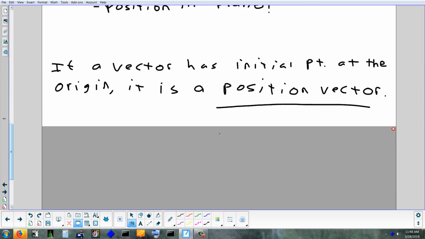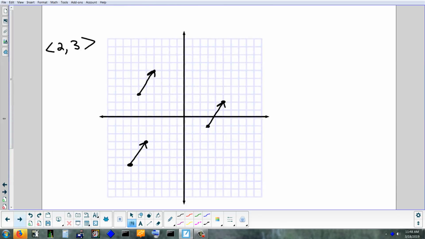Okay, so the next thing I'm going to do is take one of those vectors I just drew, maybe I'll draw one more, and convert it into a position vector. Now we already know what the answer is. We already know it's the vector 2, 3.